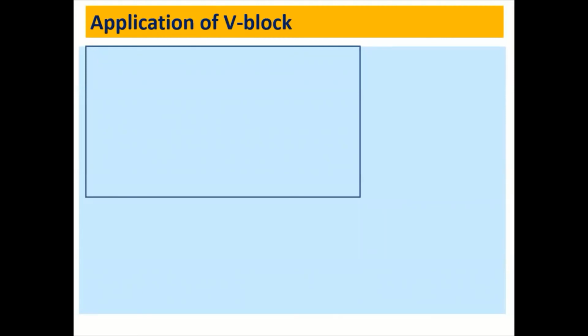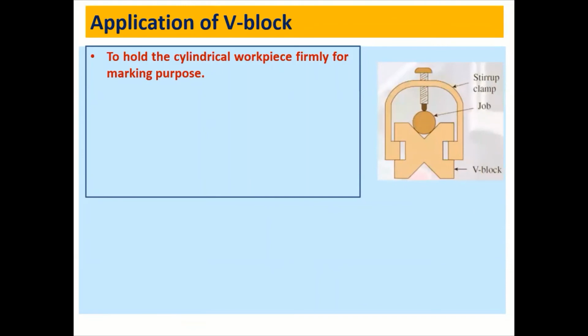Then the applications of the V block. First application: to hold a cylindrical workpiece firmly for marking purposes. See, we have held a workpiece here, just resting over this V groove. Now if you want to mark the center, you can take the scale and mark one line. Again, we can rotate this workpiece and mark it with the scale. In that way, we can mark the center very easily by using this V block.